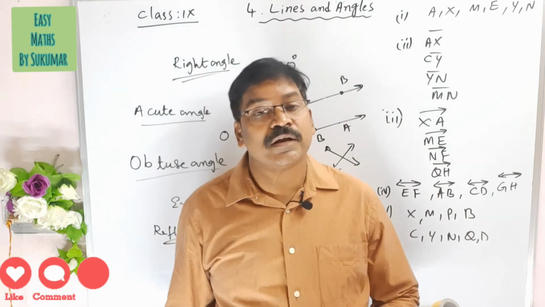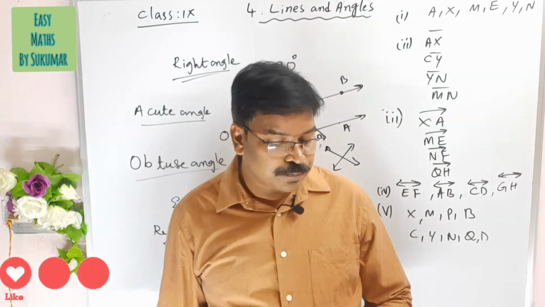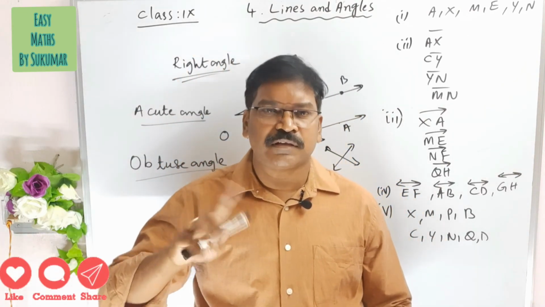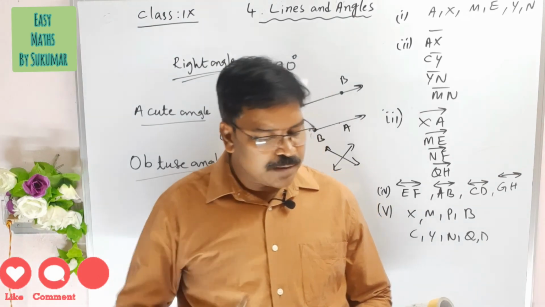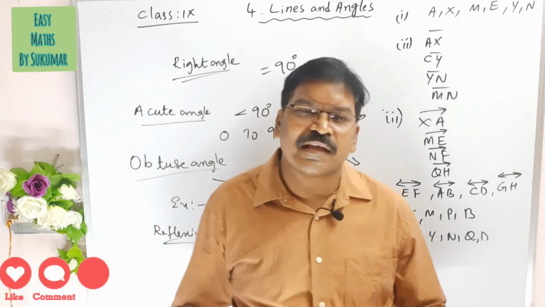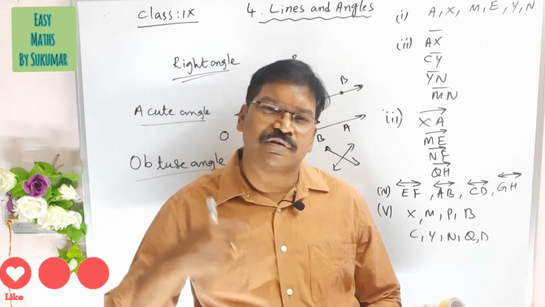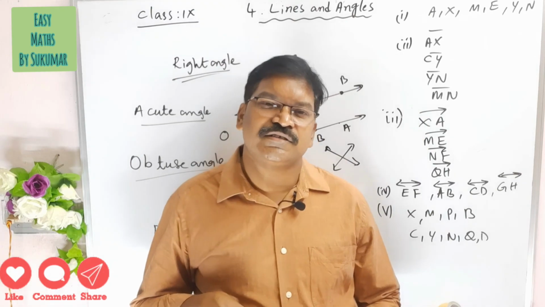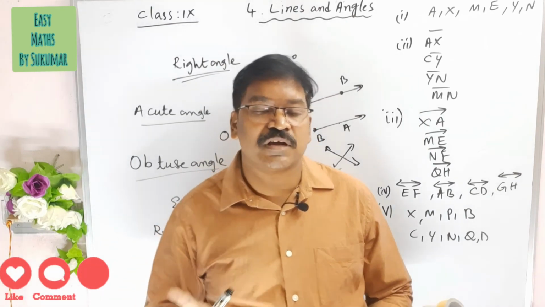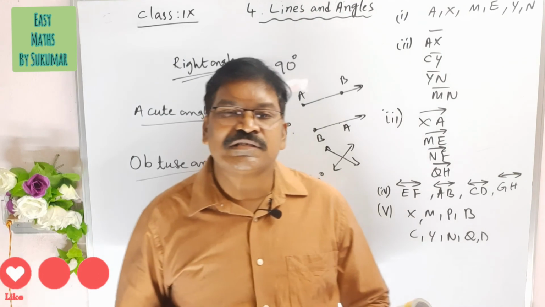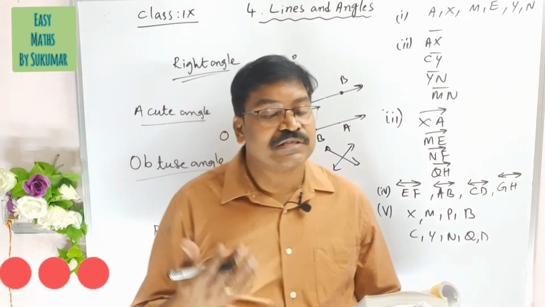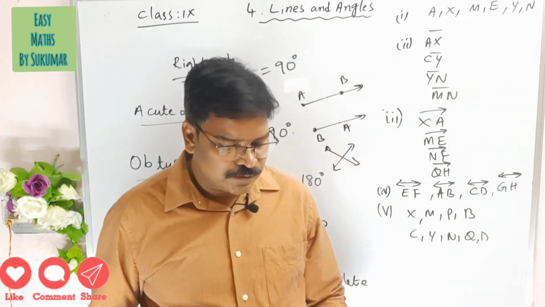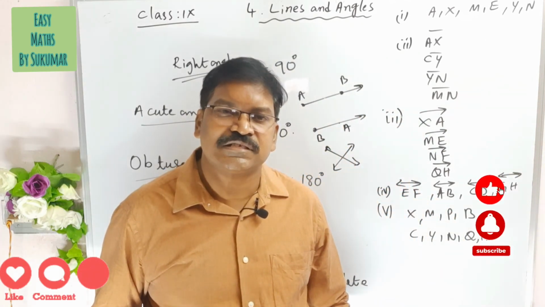6 o'clock, 180 degrees. 7 p.m. What does p.m. mean? a.m., p.m., anti-meridian, post-meridian. 7 p.m. means, what is the angle between the minutes hand and the hours hand? That is more than 180 degrees. 6 o'clock is 180 degrees. 7 o'clock is more than 180 degrees. So that is called what? Reflexive angle. I hope you understand this exercise 4.1 and the main concepts of this chapter.